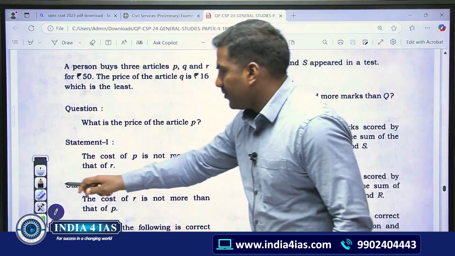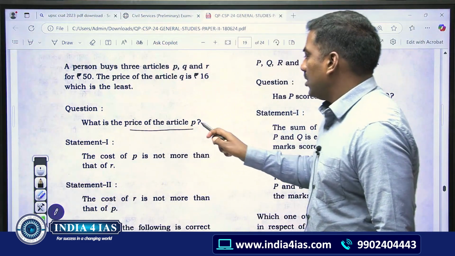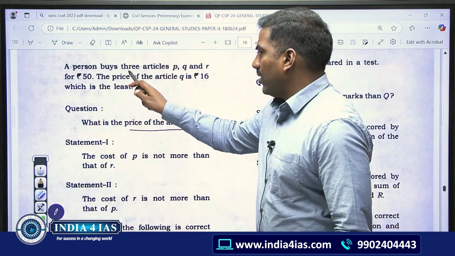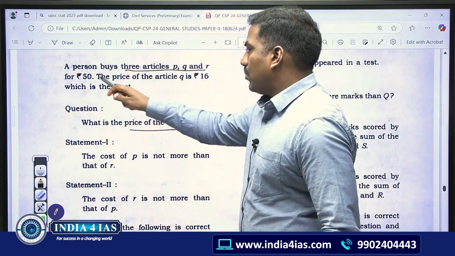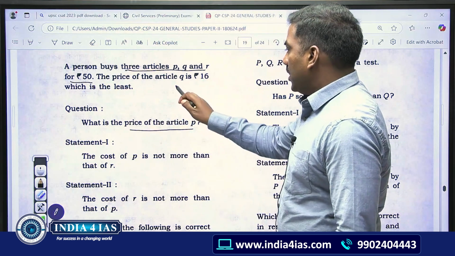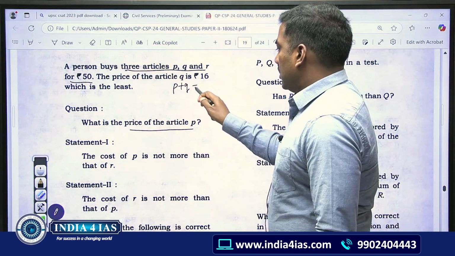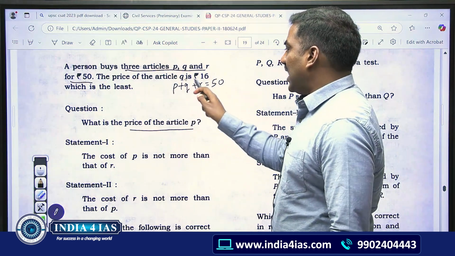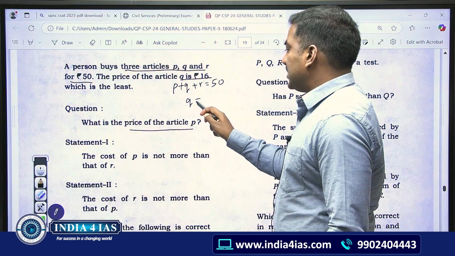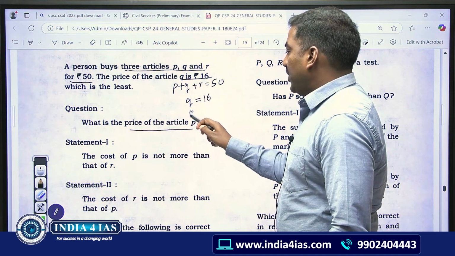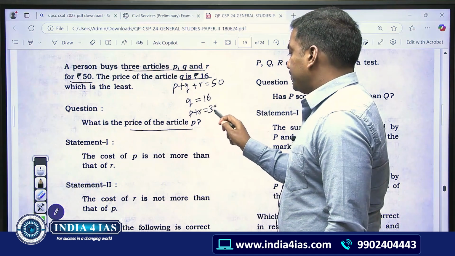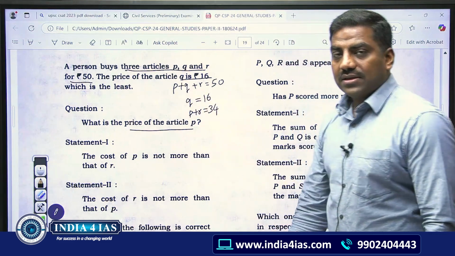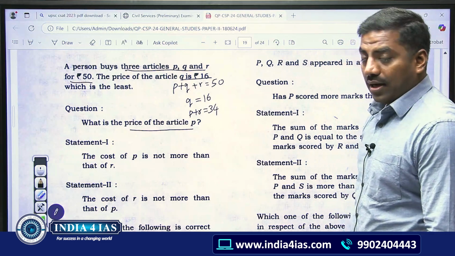Here, what is the question? What is the price of article P? For that we have details here. 3 articles are bought for ₹50. So totally P plus Q plus R gives us the value 50, where the price of article Q is 16. If Q is 16, P plus R will be 50 minus 16, that is 34. So the total value of P and R will be 34.